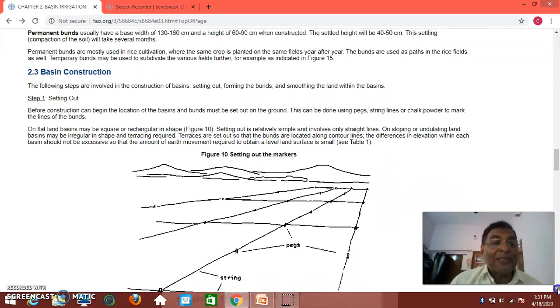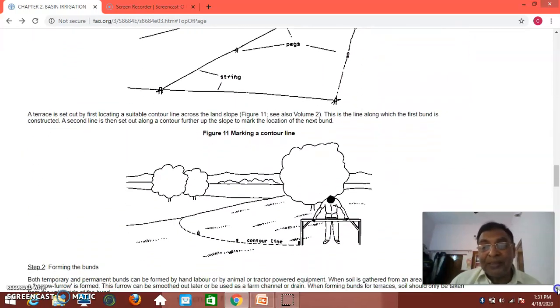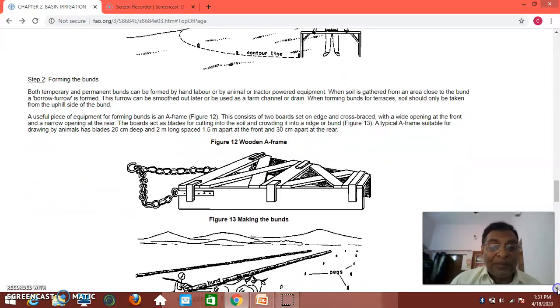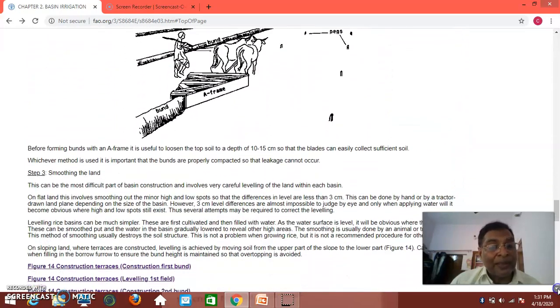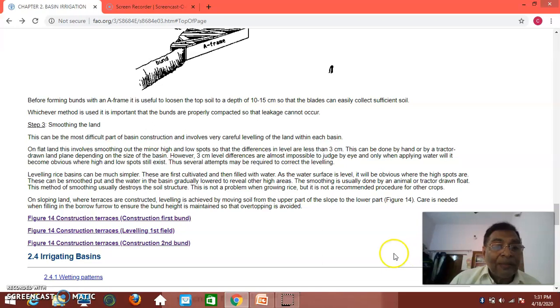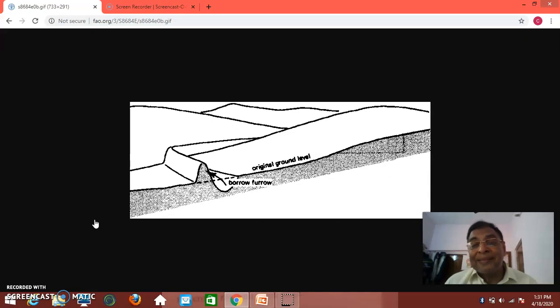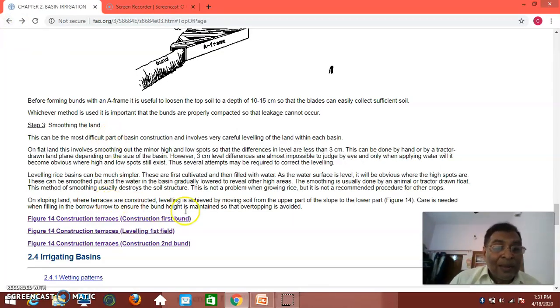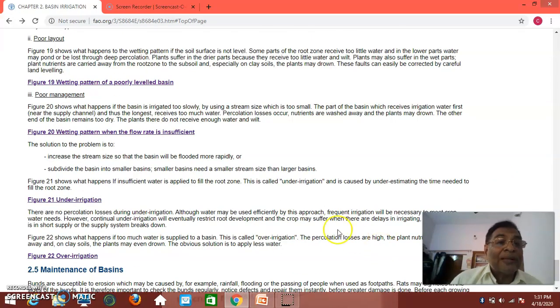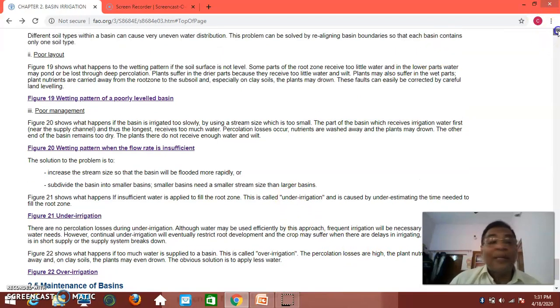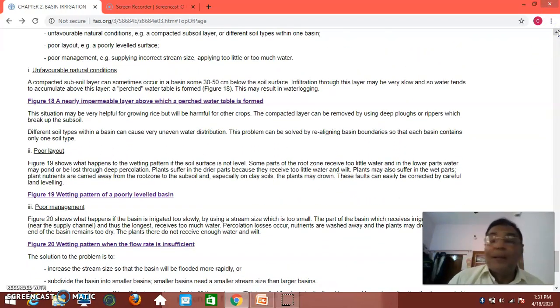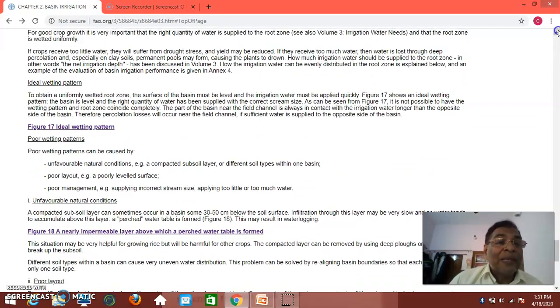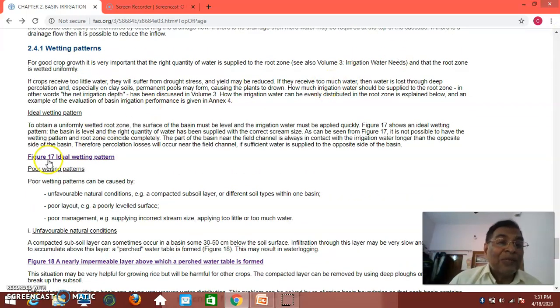Of course, basin construction and all is in civil engineering, you might have already done this. But what I would like to say with respect to this, of course, is construction of terraces. Particularly, I want to show you about under irrigation and over irrigation. And if the impermeable layer is here, these are wetting patterns, which I want to show you.